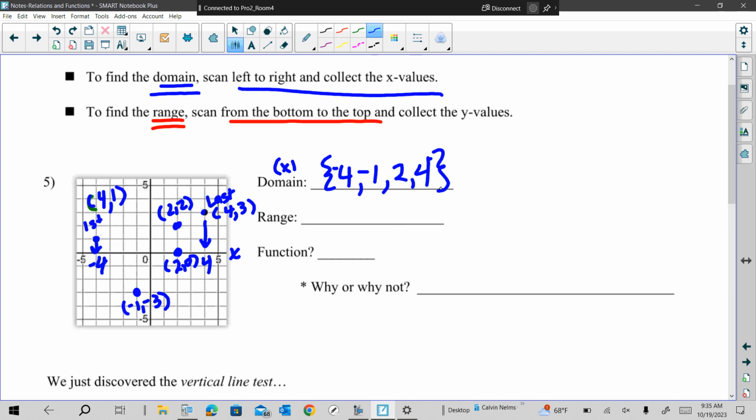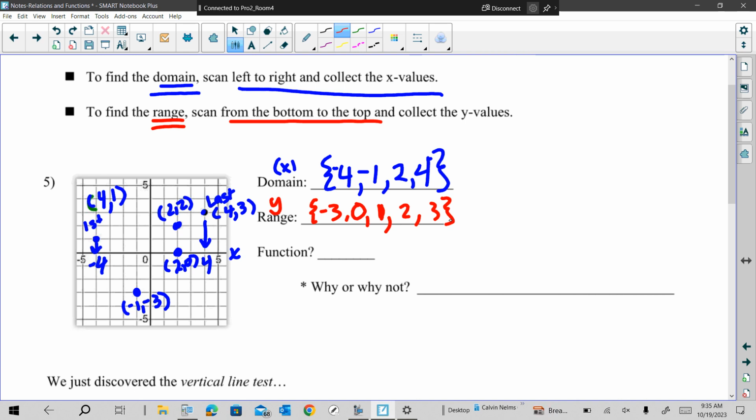You have the ordered pairs now, so range is the Y values. We're going to go bottom to top. What's our lowest Y value at the bottom? -3, good. Then as I come up, we would get to this right here, which would be 0. As I come up, I would get to that 1, and then I would get to a 2 again, and then 3.